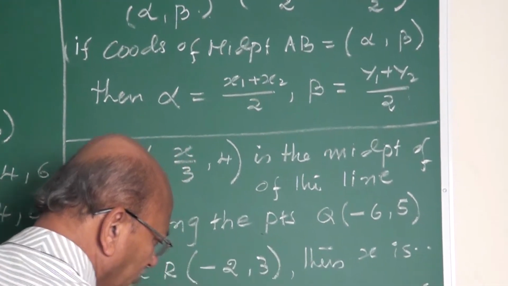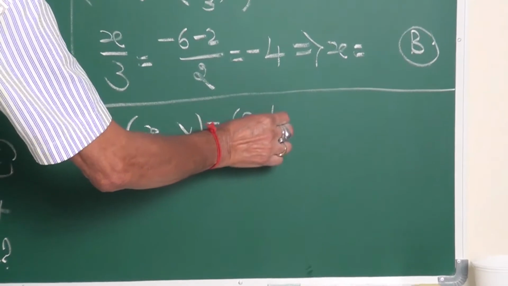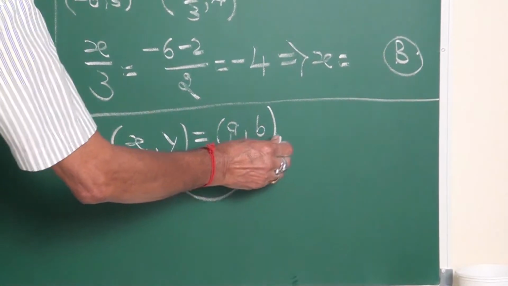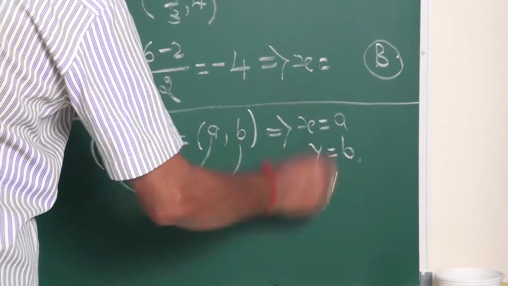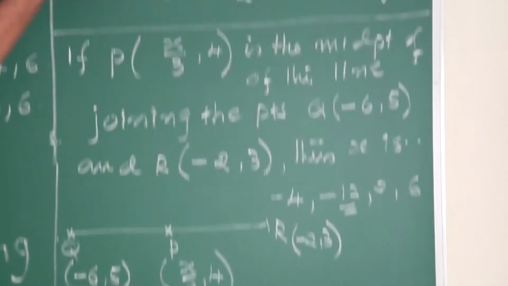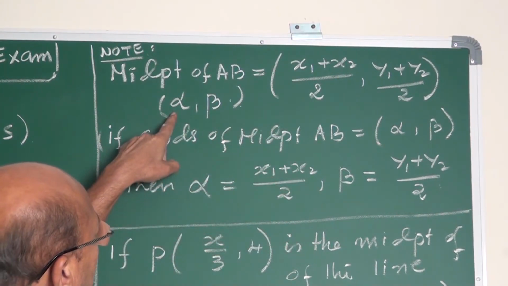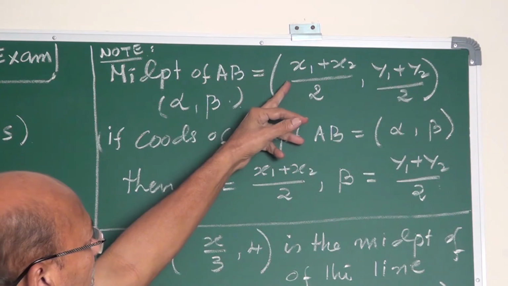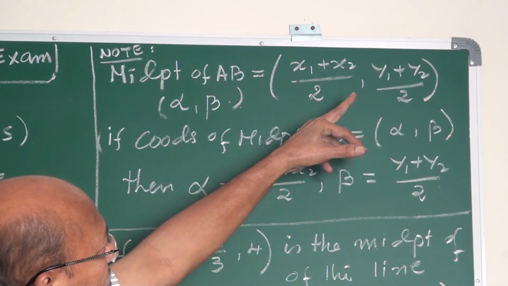These two coordinates are equal only when x coordinate equals x coordinate and y coordinate equals y coordinate. If these coordinates are equal, you can write them as an ordered pair. Then alpha is (x1 plus x2) by 2, and beta is (y1 plus y2) by 2. What is the x coordinate of the midpoint? In terms of the points, you have to add the x coordinates of the points divided by 2, and add the y coordinates of the points divided by 2.